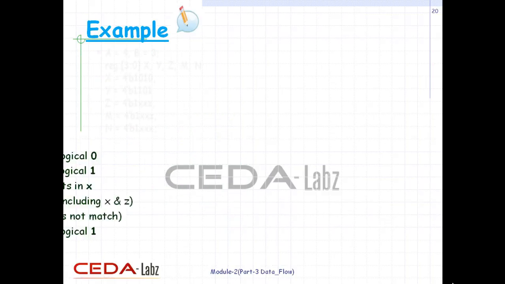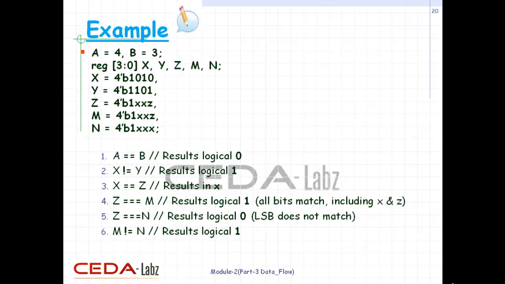Some more examples so that the vision is clear. Here, the first example is very simple. It is very obvious to have a result, 0, as 4 is not equal to 3. Second one, X is not equal to Y, which is true. So, it will return a 1.